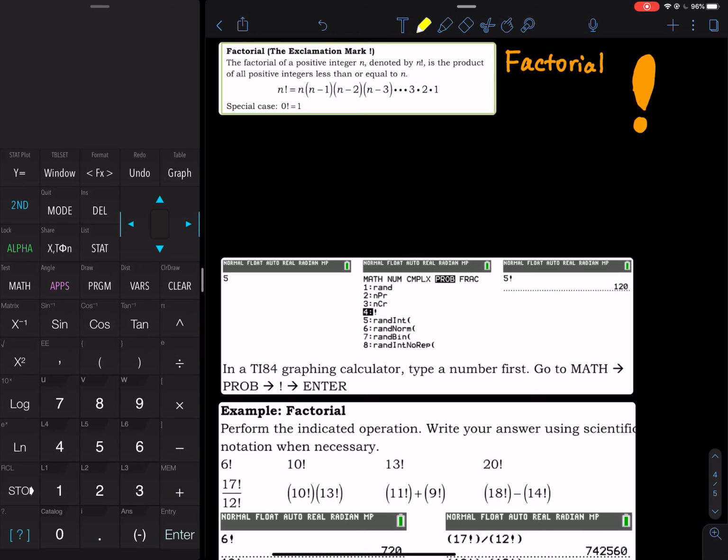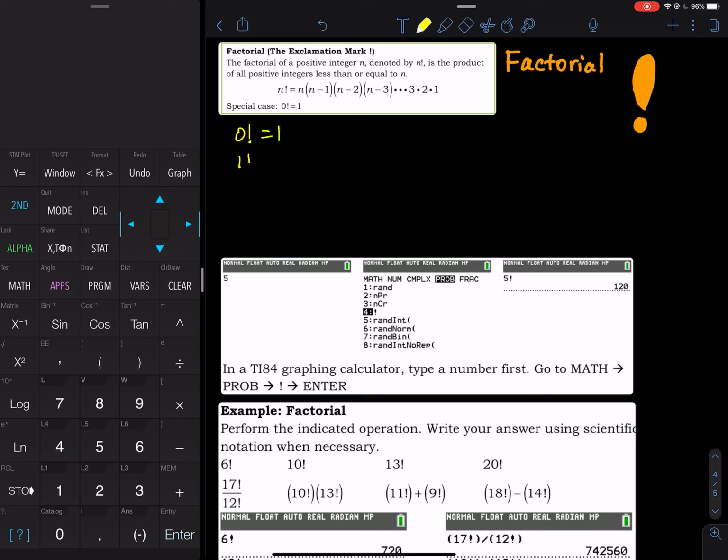Factorial. So here is how factorial works. The factorial of a positive integer n, denoted by n factorial (we don't call that an exclamation mark), is the product of all positive integers less than or equal to n. So that is the general form. The special case is 0 factorial equals 1.